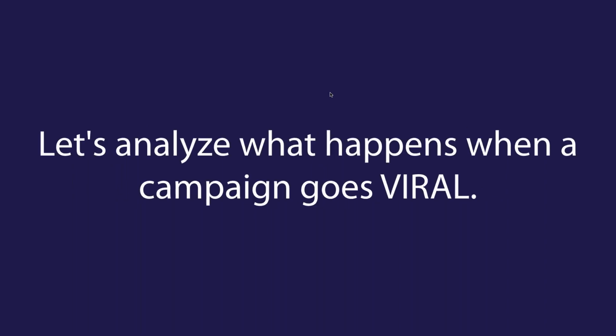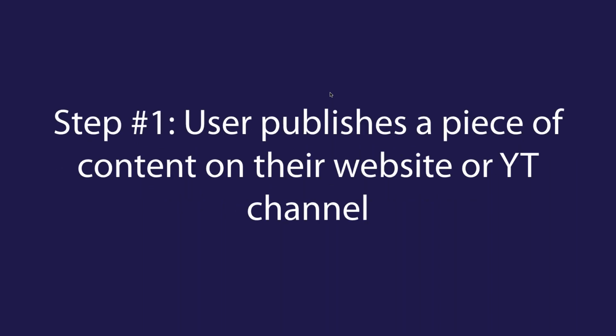All right. So let's analyze what happens when a campaign goes viral. This is what's going to open things up for you and show you why social signals work so well, because when a campaign goes viral, some amazing things happen. Step number 1, typically your user publishes a piece of content on their website or their YouTube channel. I'm sure everyone on here has done this when you want to get traffic. You get a piece of content, you put it on a website, or you put it on a YouTube channel.